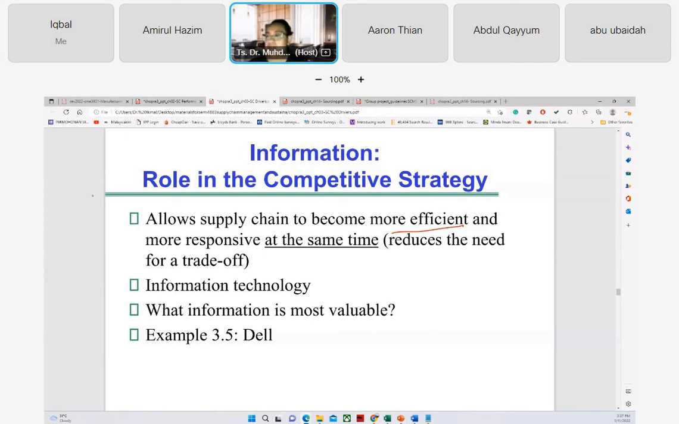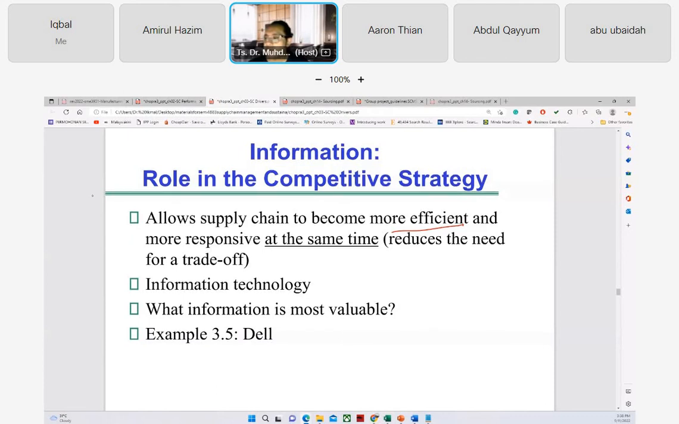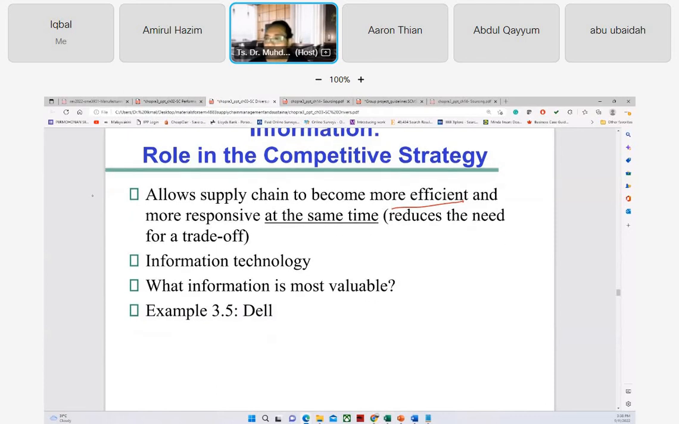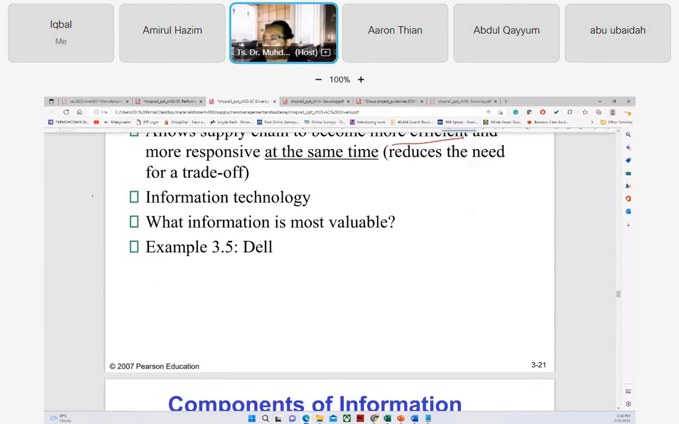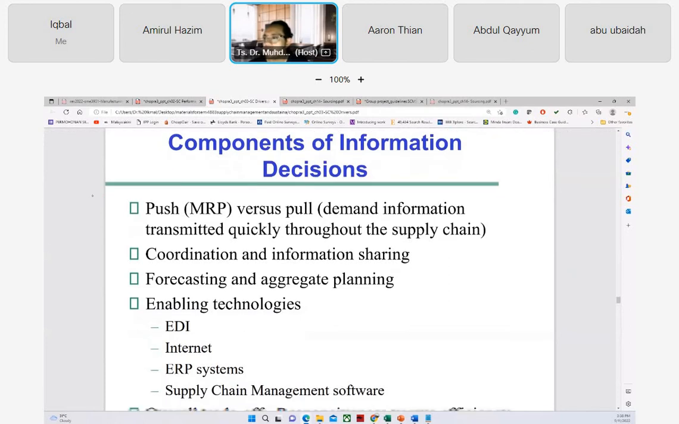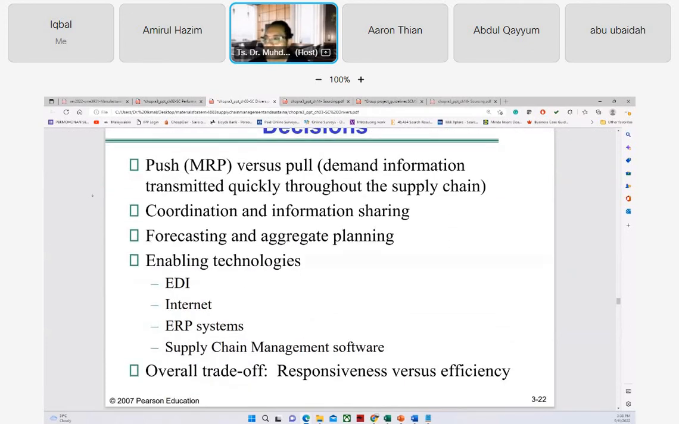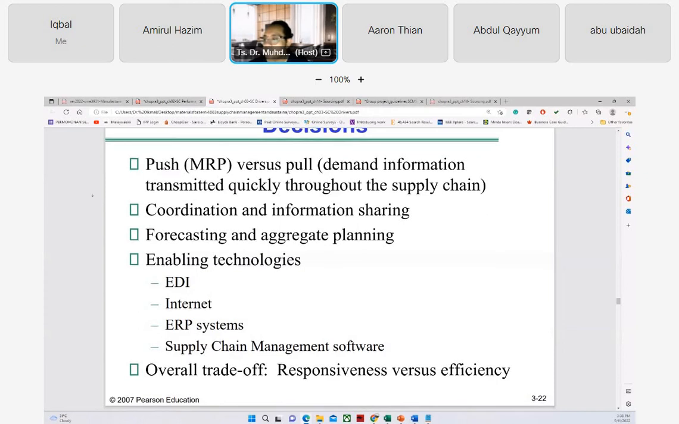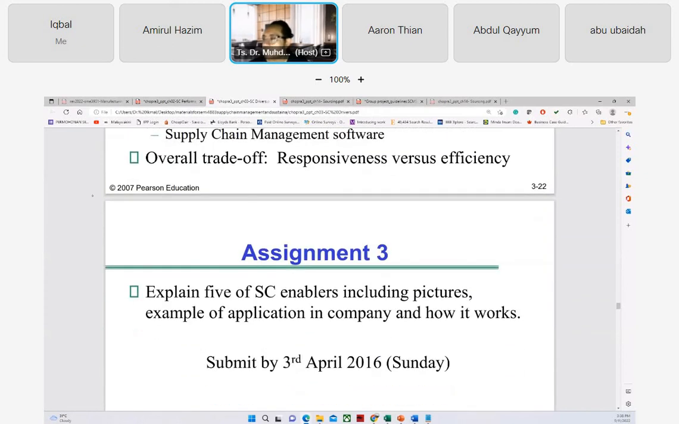And then information technologies. So you have to build IoT and cloud services, and you can even track the performance of your machine. It depends on what information is most valuable. So have a read of the Dell example as well. And then components for information decisions: MRP system, push and pull, coordination, information sharing, forecasting, enabling technologies, using the internet, and so on and so forth.